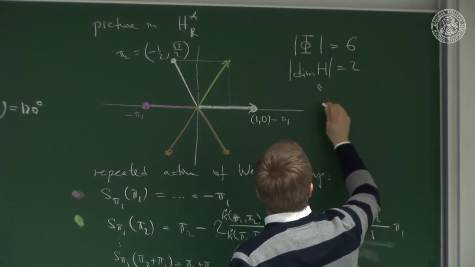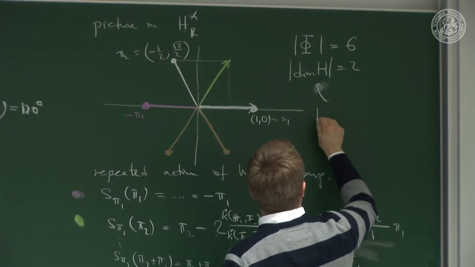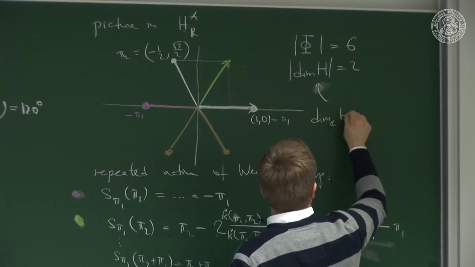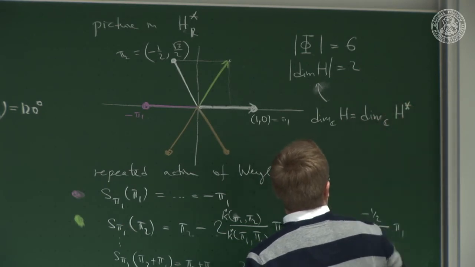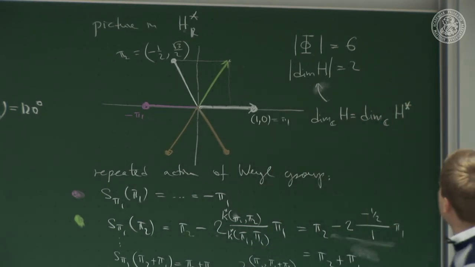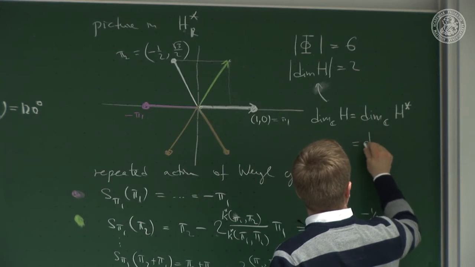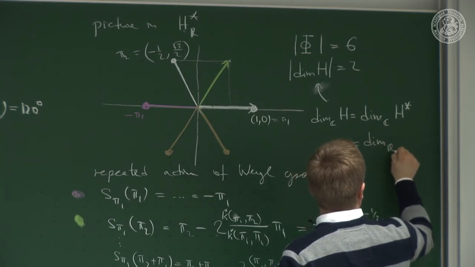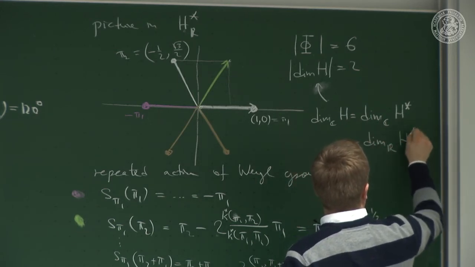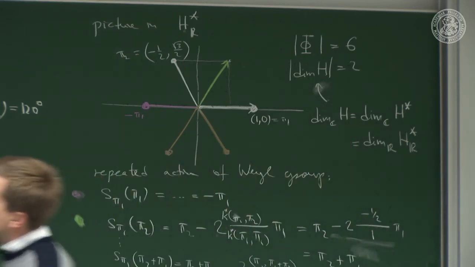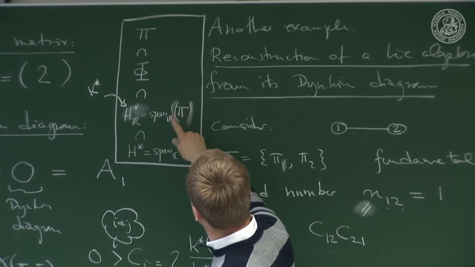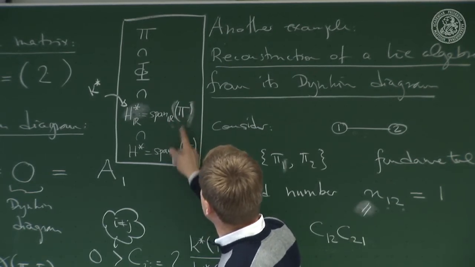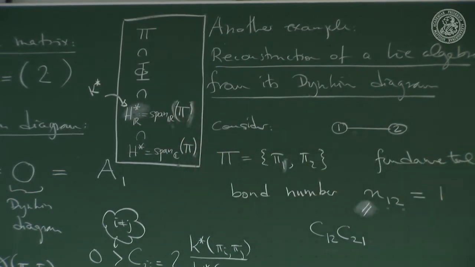How do we know this? Well, the complex dimension of h is certainly the complex dimension of its dual vector space, because it's a finite dimensional vector space, but this is certainly the real dimension of the realification. You can see this from here, right? So this has 2 elements, this has 2 elements. The real basis has 2 elements, the complex basis has 2 elements. So the complex dimension is the real dimension, and that is simply 2.